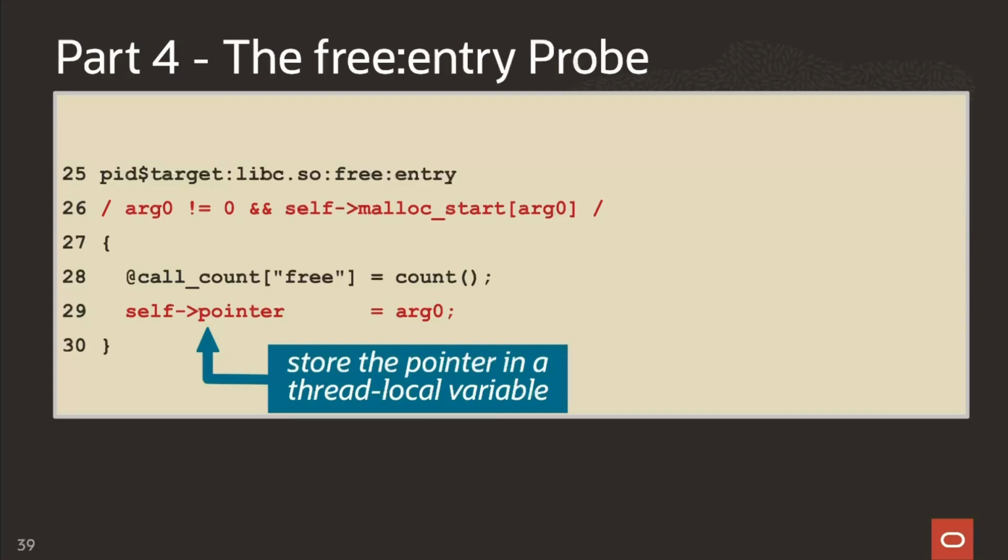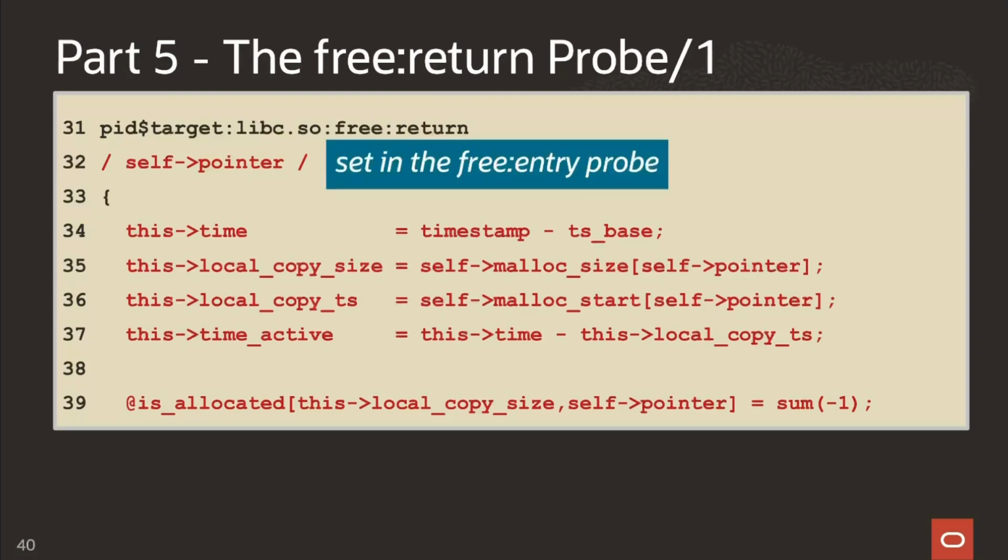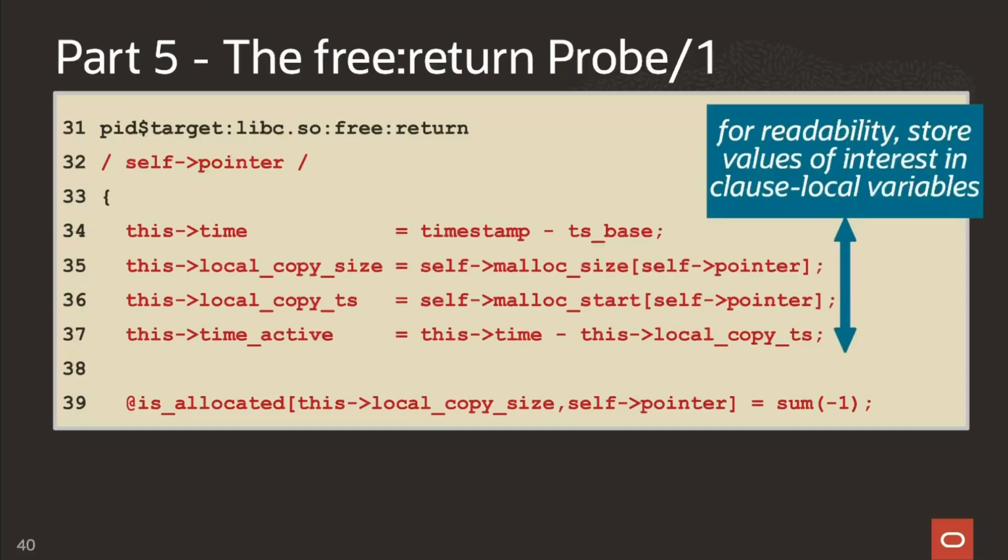And I do that in a thread local variable, so that I can use that in the next, the free return probe. That's a fairly long probe, so I split it in two parts. This is the first part. First of all, I check for that pointer to be set. Again, always good practice.